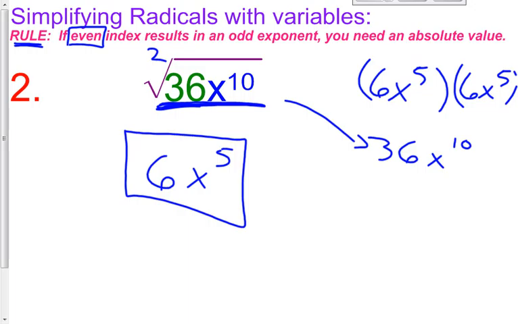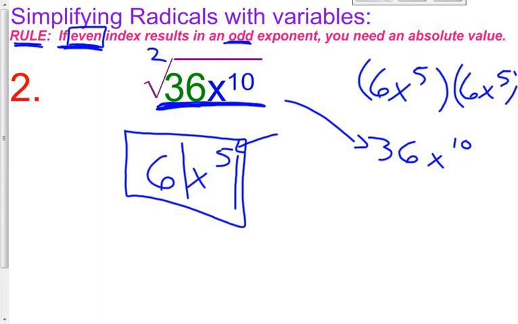However, if the index is even, which in this lesson it always is, and the answer has an odd exponent, our exponent is 5, is it not? Which is odd. If that is the case, you need an absolute value sign. So our answer is 6 times the absolute value of x to the 5th. In class, I expect you to have that absolute value sign in there.